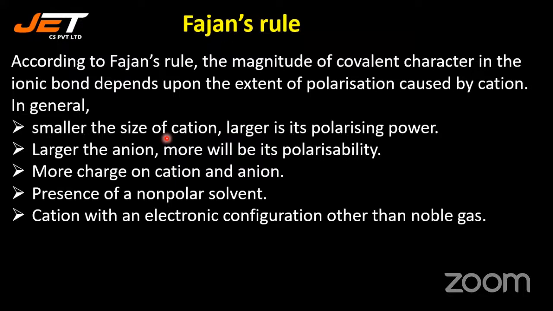So smaller, but see, the charge is higher. M2+ charge is higher, but the size is smaller. So if you remember this statement, obviously this statement becomes correct: more charge on the cation means smaller the size of the cation, larger the size of the anion. Is this part clear?